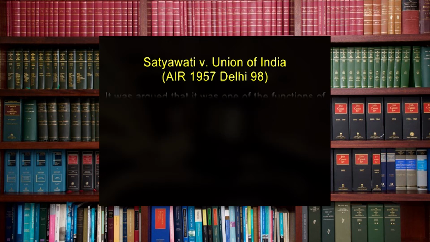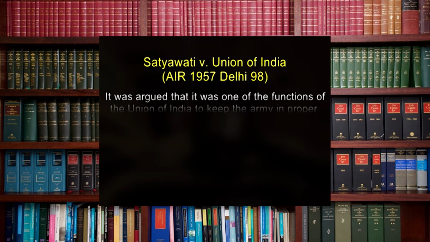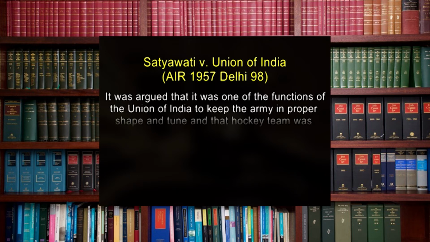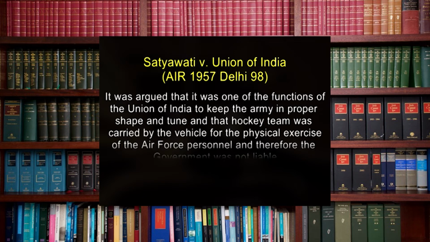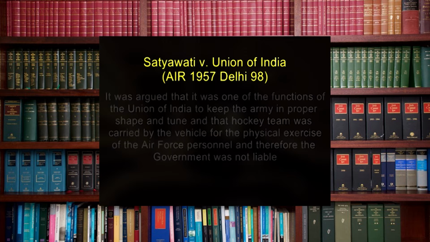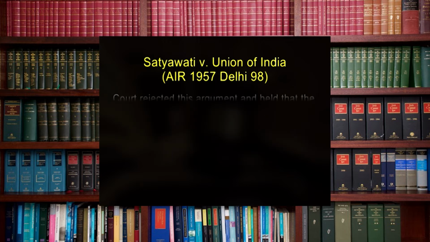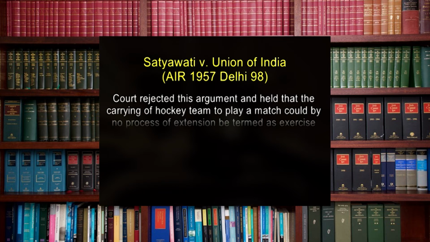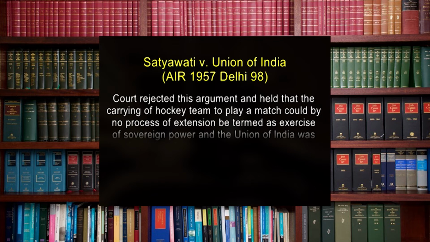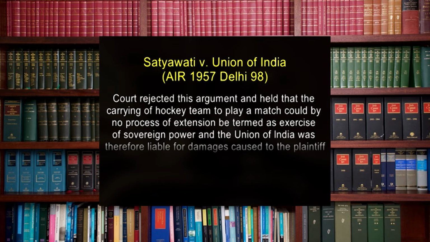It was argued that it was a function of the Union of India to keep the army in proper shape and tune, and that the hockey team was carried by the vehicle for the physical exercise of the Air Force personnel, and therefore the government was not liable. The court rejected this argument and held that the carrying of a hockey team to play a match could by no process of extension be termed as exercise of the sovereign power, and the Union of India was therefore liable for damages caused to the plaintiff.